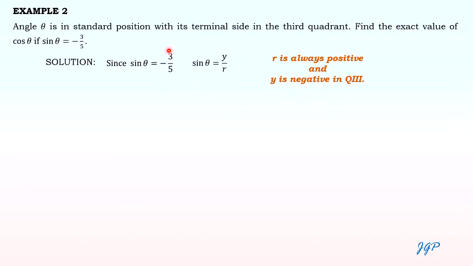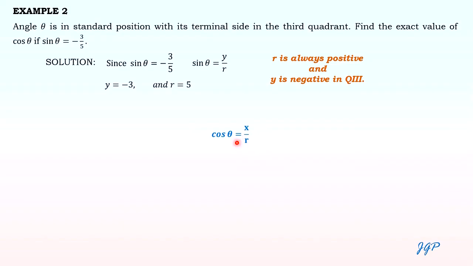So meaning this numerator now is the value for y. So y now is equal to negative 3. And this denominator is the value of your r. So r now is equal to positive 5. And since we are asked to find cosine theta, that is the value of x over r.